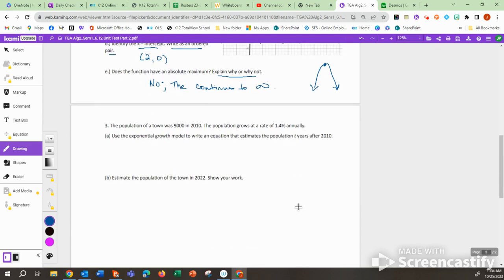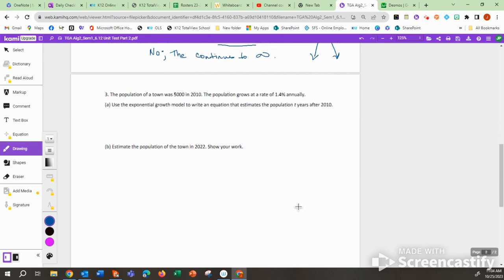All right, I did not change the last problem because I'm just going to kind of talk about your formulas that you can choose from. This says the population of a town was 5,000 in 2010.